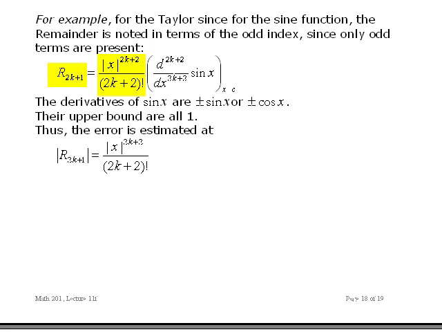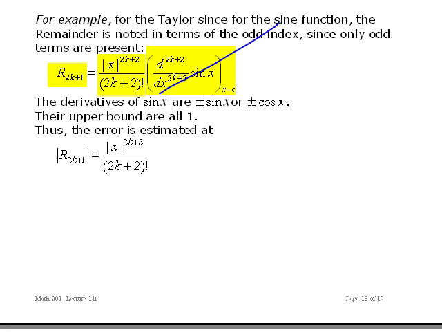Then it was one of the higher order derivatives of the sine of x, evaluated at x equals c. Well, note that the derivatives of sine x are either plus or minus sine x or plus or minus cosine x. And they are all less than or equal to 1. The greatest value that they're going to have is 1. That's the upper bound. That's what we'll pick as the M. So that simplifies the calculation.